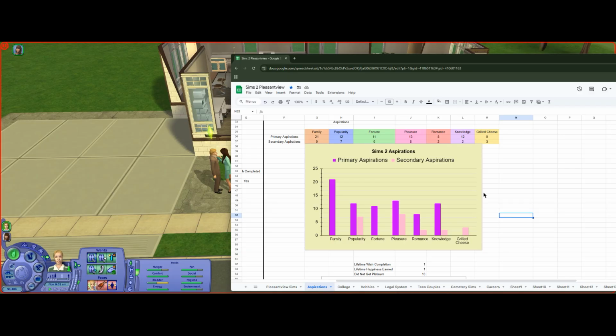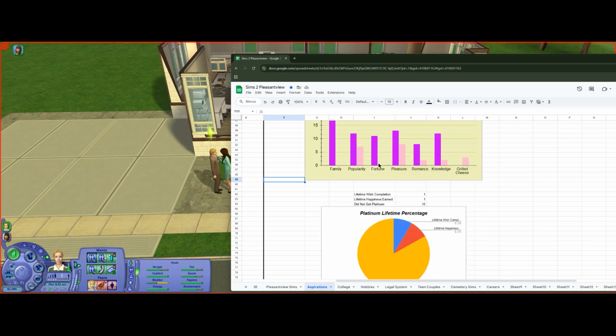And this is what I have for my Sims 2: aspirations, family, popularity, fortune, pleasure, romance, knowledge, and grilled cheese. And as you can tell in my Pleasantview so far, the most aspirations I have is the family Sims, which blew my mind because I thought I would have more romance Sims, but I have more family Sims here. And the least I have so far is romance, so I'm just like, oh. Okay, whatever.